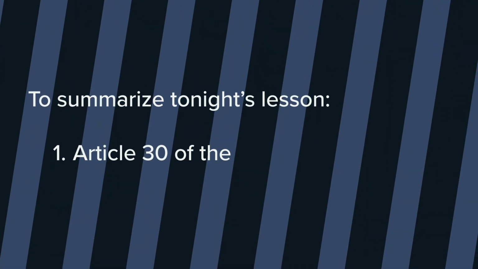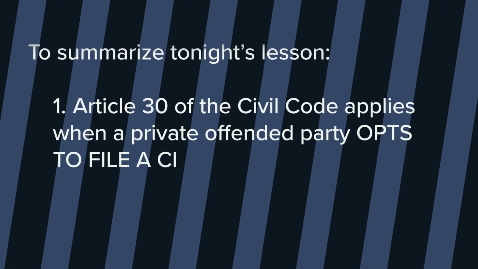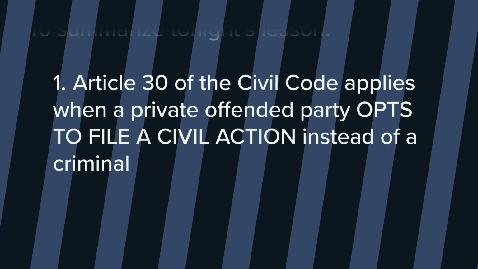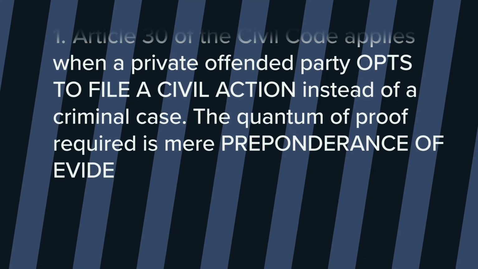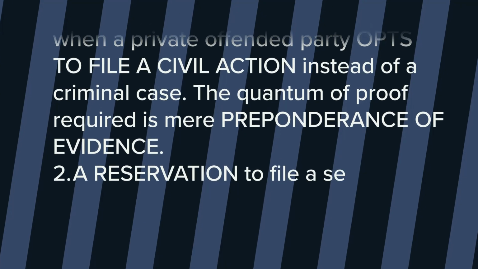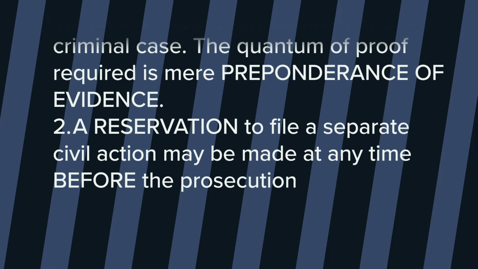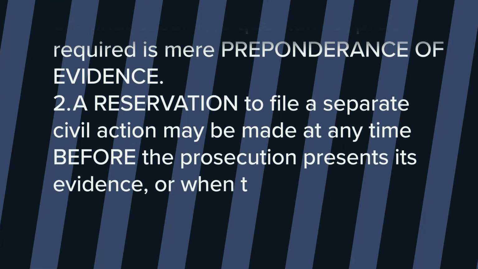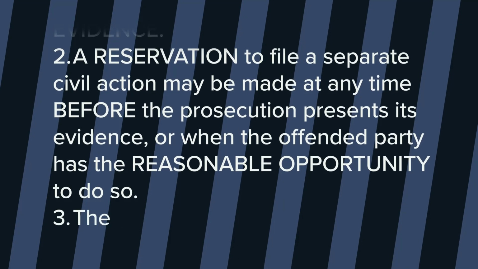To summarize tonight's lesson, number 1, Article 30 of the Civil Code applies when a private offended party opts to file a civil action instead of a criminal case. The quantum of proof required is mere preponderance of evidence. 2, a reservation to file a separate civil action may be made at any time before the prosecution presents its evidence or when the offended party has the reasonable opportunity to do so.